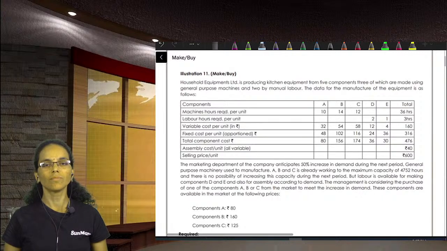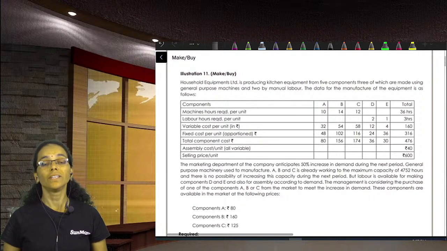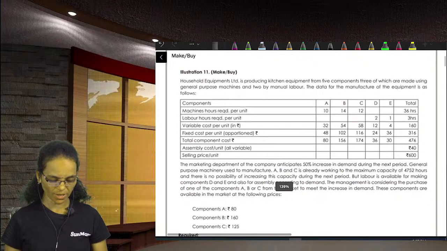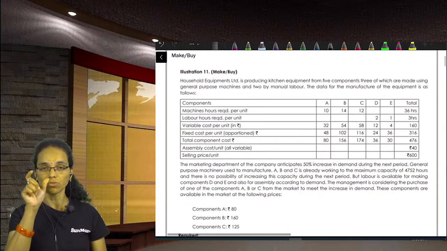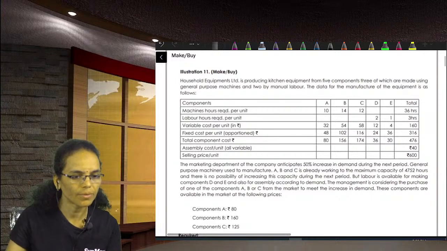Hello friends, I am CMA Rathna here. Today we will be discussing CMA final costing, that is chapter decision making, or we can say marginal costing. Under decision making, today we have chosen the subtopic make or buy.